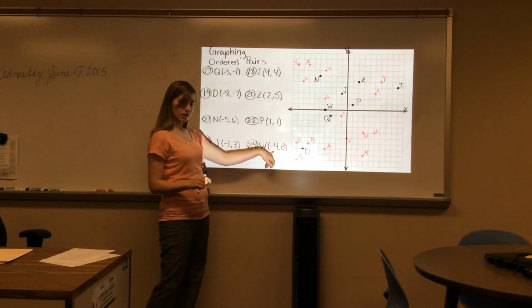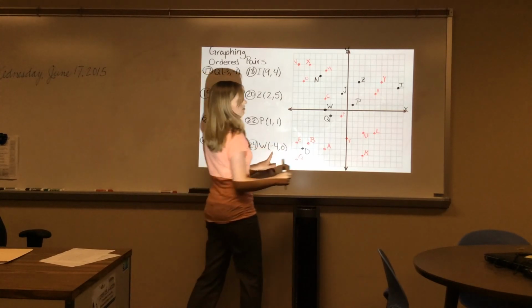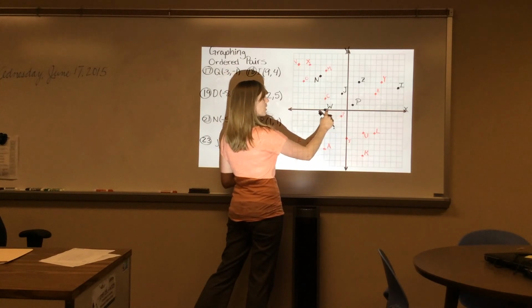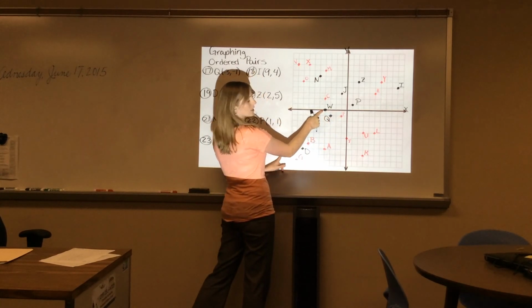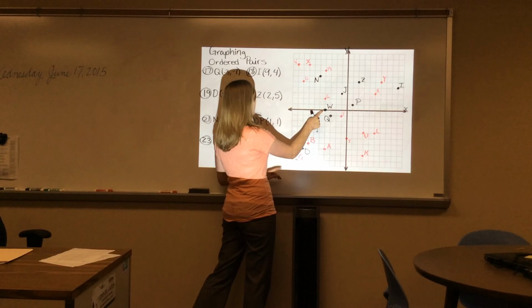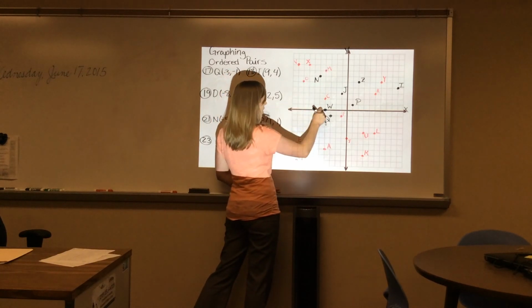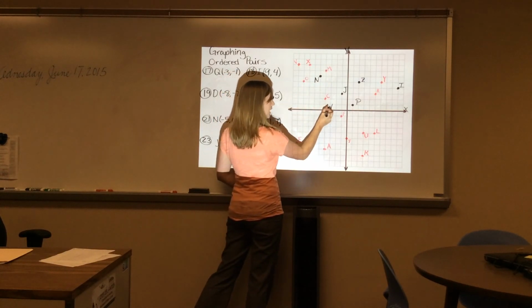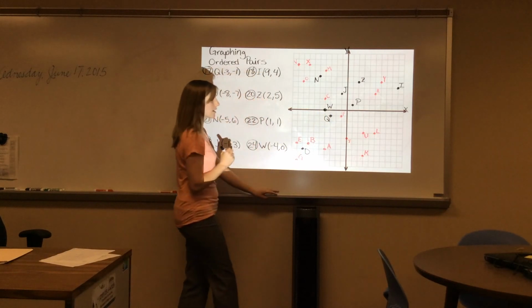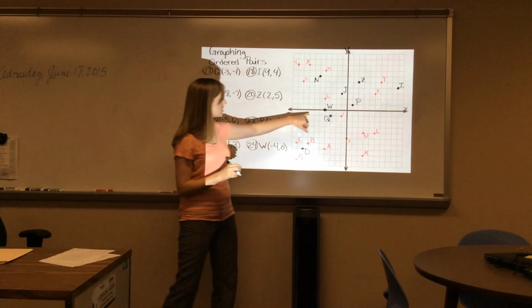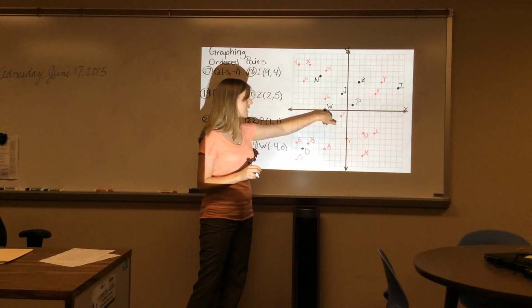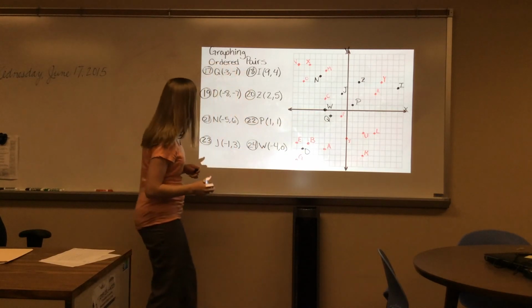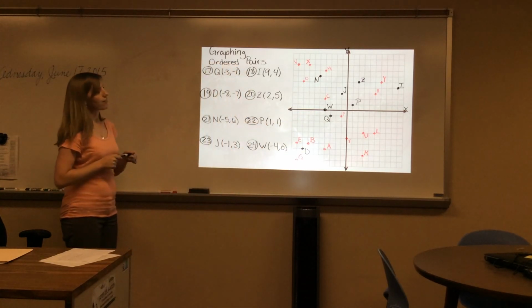And the last one, again, that one's a little tricky because of the 0. The x-coordinate is -4, which tells you you should go to the left 4. This time it's the y-coordinate that is 0. If the y-coordinate is 0, it means you do not go up, you do not go down. You plot the point right on the x-axis. So W should be on the x-axis at -4. And that's the end of our lesson on graphing ordered pairs.